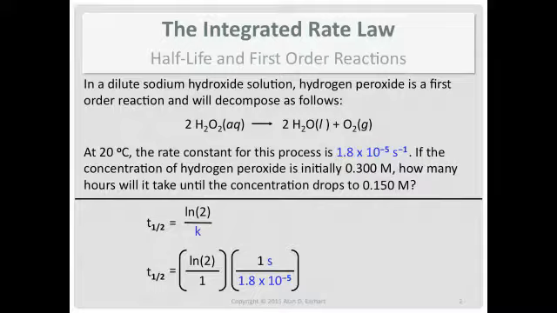Natural log of 2 doesn't have any units. We have seconds, but we want hours. So watch your seconds to hours conversion. And we get two significant figures because of the rate constant. So we get 11 hours.